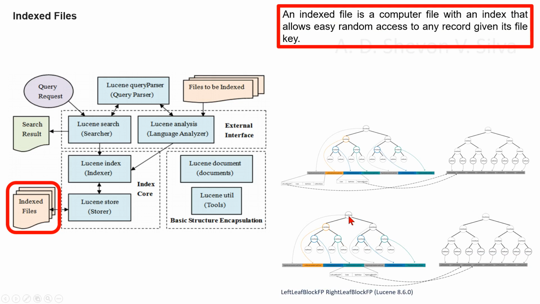Here you can see left leaf block FP and right leaf block FP in Lucene 8.6.0 here. By left leaf block FP and right leaf block FP, leaf nodes can be positioned in the .kdd file.